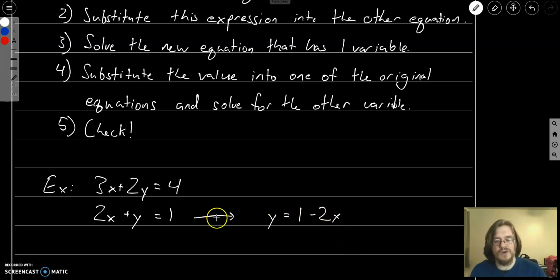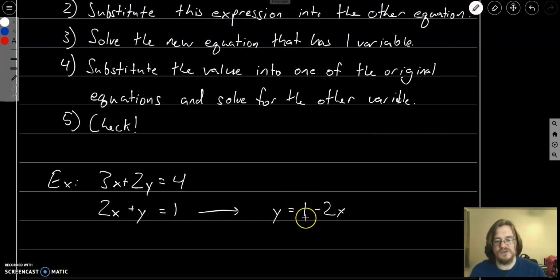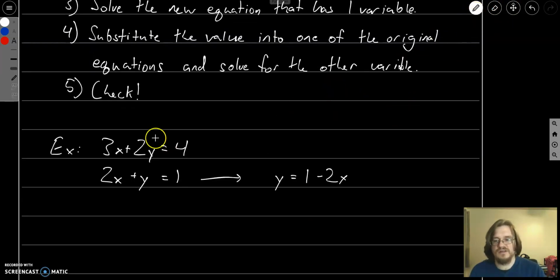So I have solved for y in this equation, and y is equal to 1 minus 2x. So that's the first step done. I've solved one of the equations for one of the variables. Next, I will substitute this expression into the other equation. So y is equal to 1 minus 2x. My other equation was this top one. So I have 3x plus 2 times y is equal to 4. But I know that y is equal to 1 minus 2x, so I can substitute this in for y.